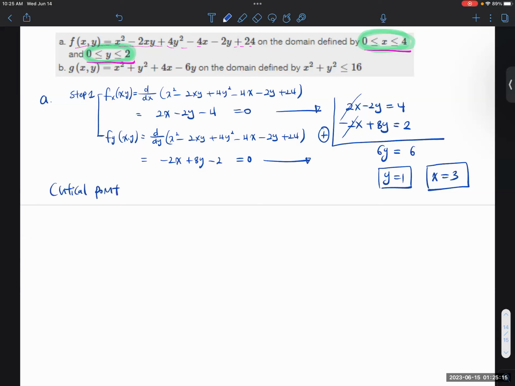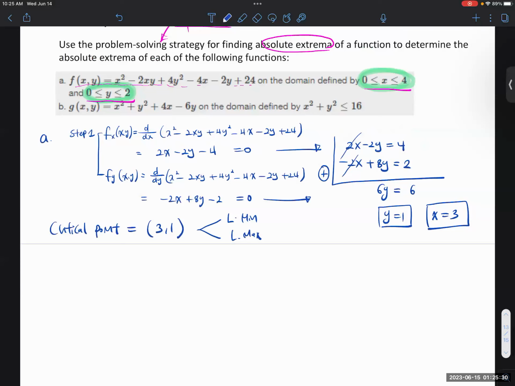Critical point: 3, 1. We don't know if this is going to be a local min or local max. If you want to know whether it is a local max or min, you're going to take the second derivative, but I'm not going to do it because I'm not looking for local max and min. I'm looking for absolute max and min.